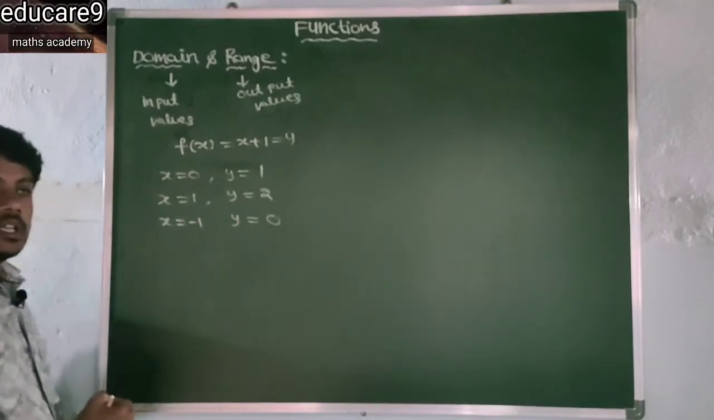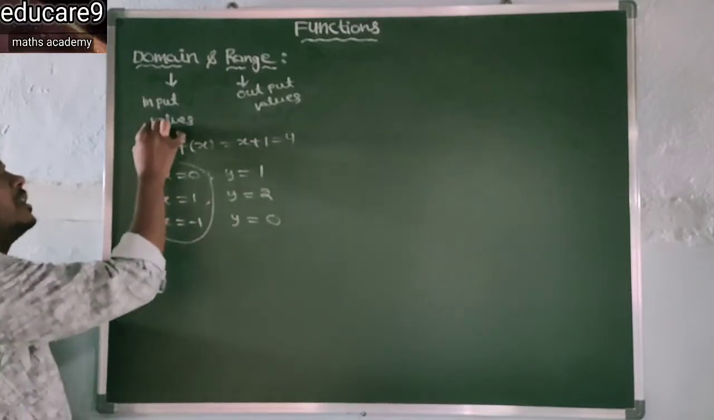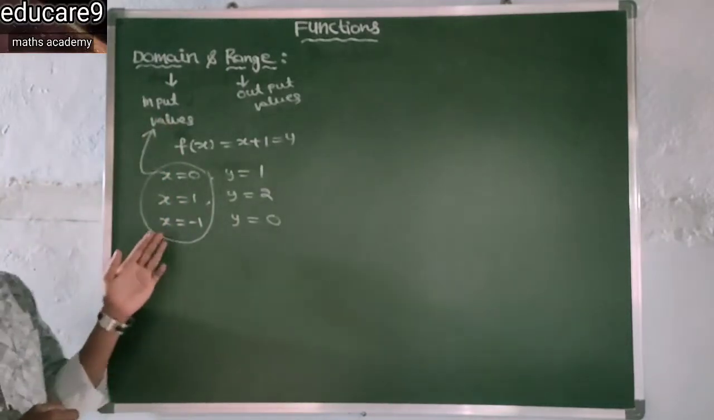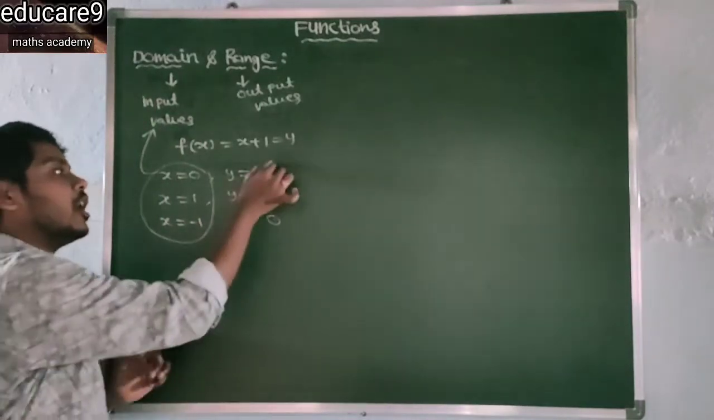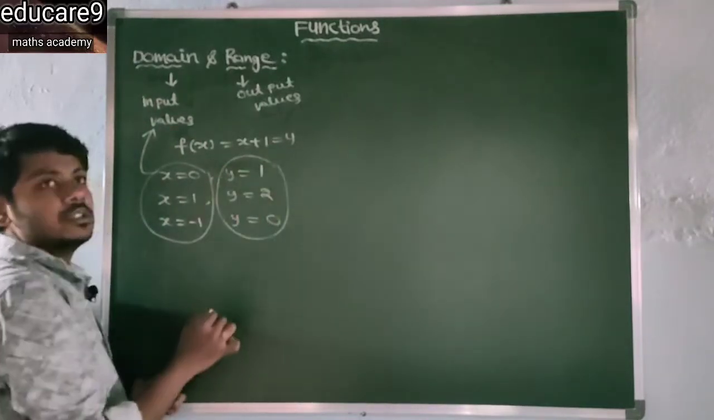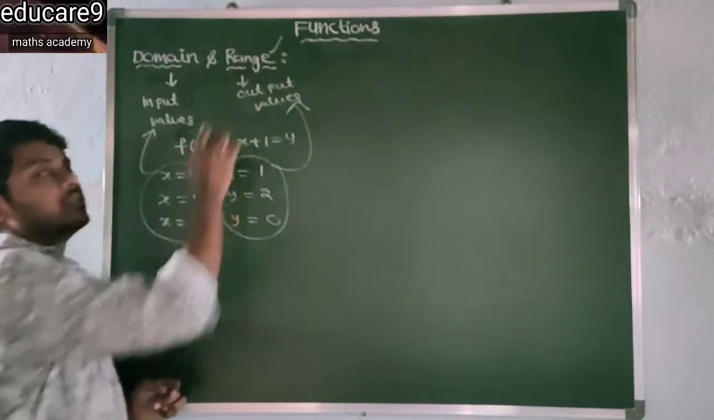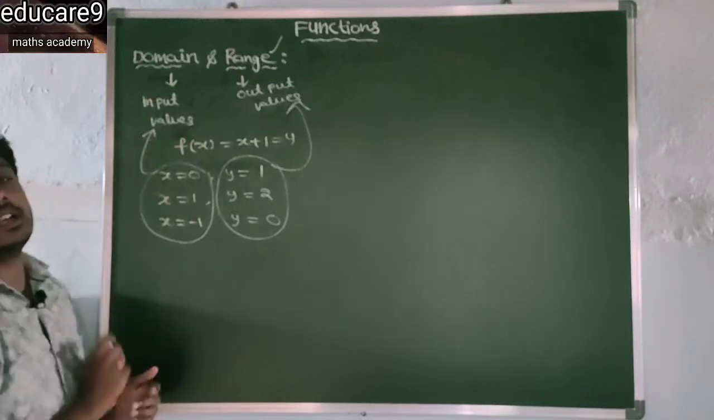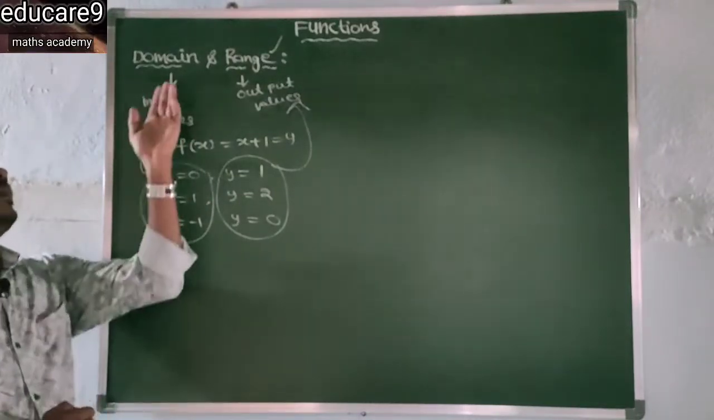0. So clearly, these x values are what? Input values. So these values are domain values. And these are all output values, so clearly these values are range values. This is the difference between domain and range. So here are some conditions for domain.